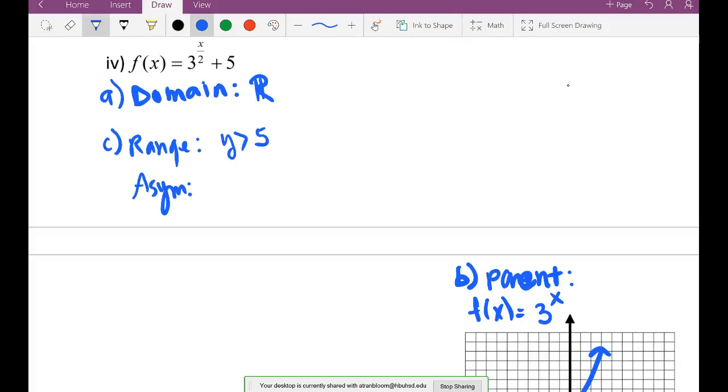Okay. That means we have what kind of asymptote? Horizontal or vertical? Horizontal, so HA. At where? Y equals 5. Good. Okay. All right, letter D.